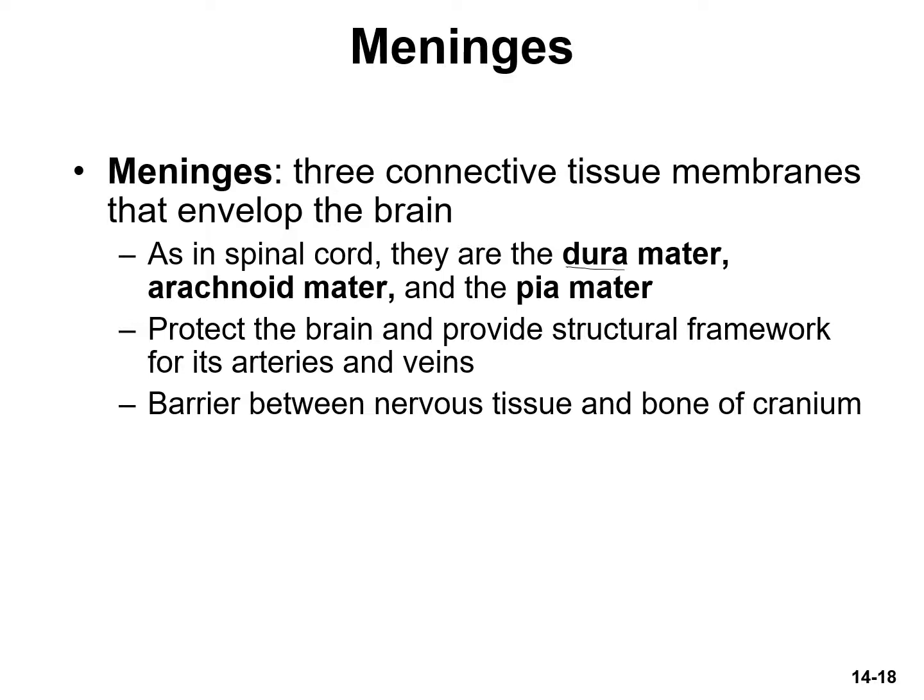As I said, the meninges basically function as a barrier between the nervous tissue and the bone of the cranium. Why that's important should be pretty obvious, but it's just to protect the delicate, complex neurons and associated tissue. It's to protect that tissue from being in direct contact with the bone material, the osseous material. So that helps to prevent injury to the brain.